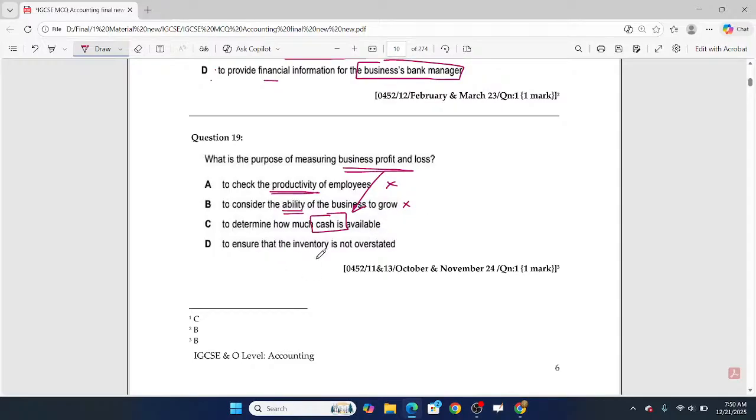To ensure that the inventory is not overstated. Whether you overstate or understate, it's not an item of profit or loss disclosure, right? So we will not be able to identify whether the inventory is shown properly or not by preparing the trading and P&L account, or the trading section and the profit and loss section. Only how much we earned because of that will be most superior. So C will be chosen. C will be the chosen answer here.